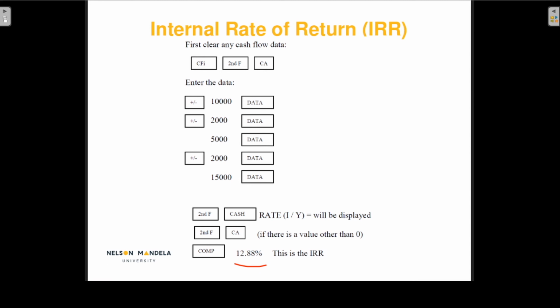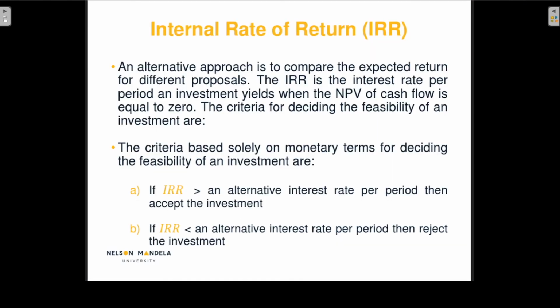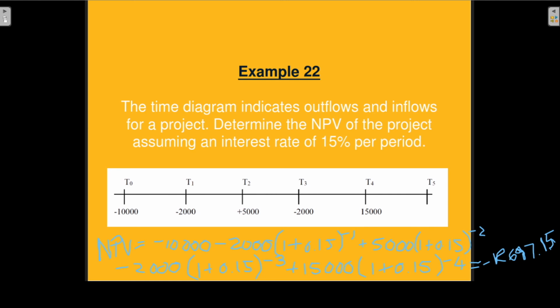Now, because my internal rate of return is 12.88%, which is less than the alternative of 15%, I will reject this investment project. And that is exactly the same conclusion that we came to when we did example 22, and we used the net present value method to evaluate this investment project.